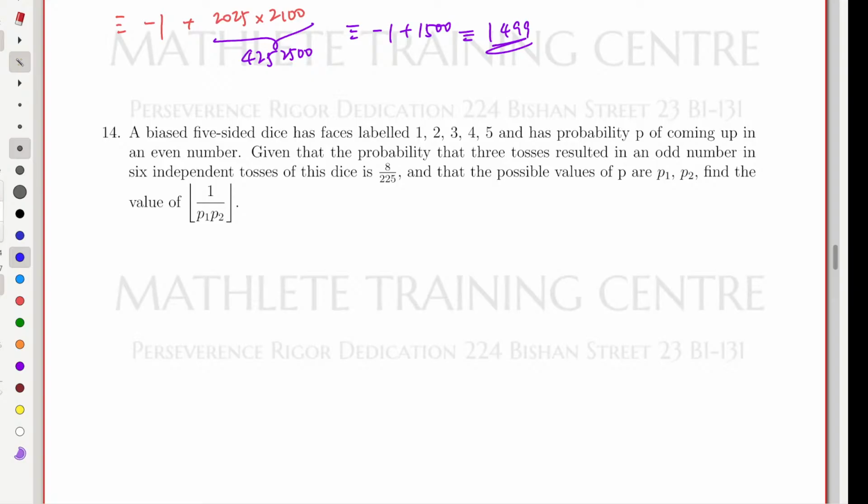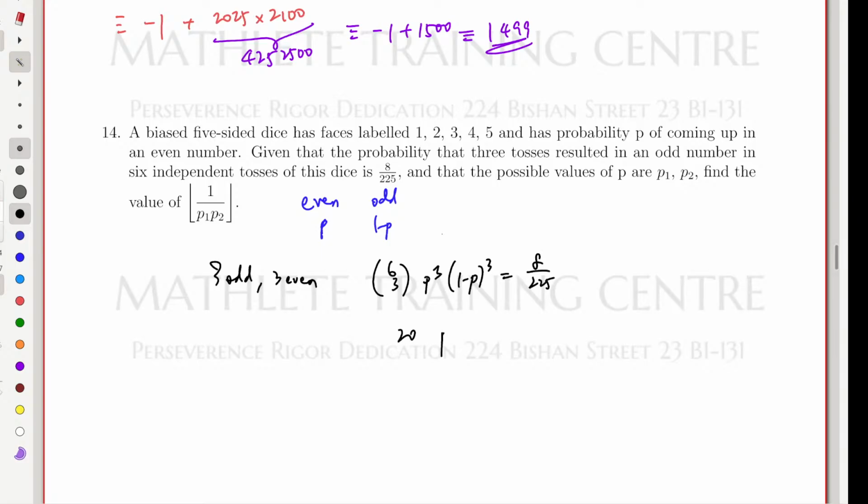So for this question, basically if you have an even, then it is P. If you have an odd, then it's 1 minus P. So the chance that it will be 3 odd, 3 even in 6 tosses will be 6 choose 3, the number of ways to arrange your results, times P cubed times 1 minus P cubed. This is 8 over 225. 6 choose 3 is 20. Then you have P times 1 minus P cubed, which is equal to 8 over 225.